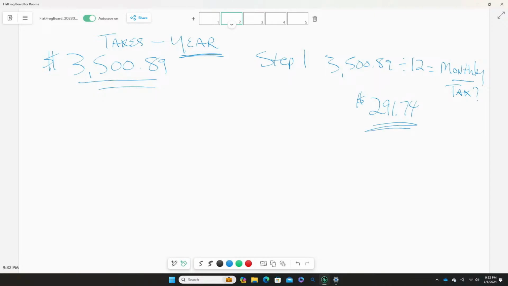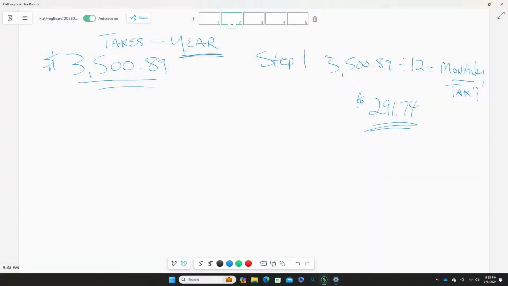But for the exam, always double check your math. So many times you can just make a math calculation error and miss a problem, and we don't want to do that on test day. If you missed by one problem and it was a math error, you'd really be upset with yourself. So double check your math. So this is our monthly tax.